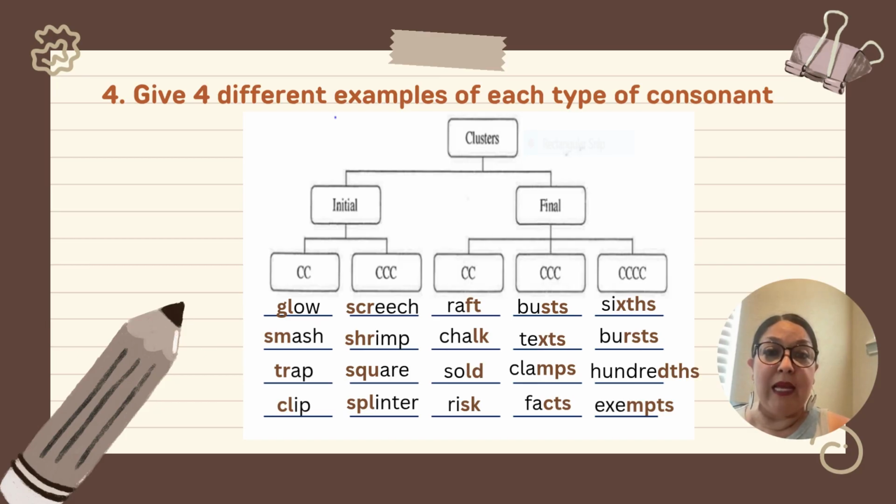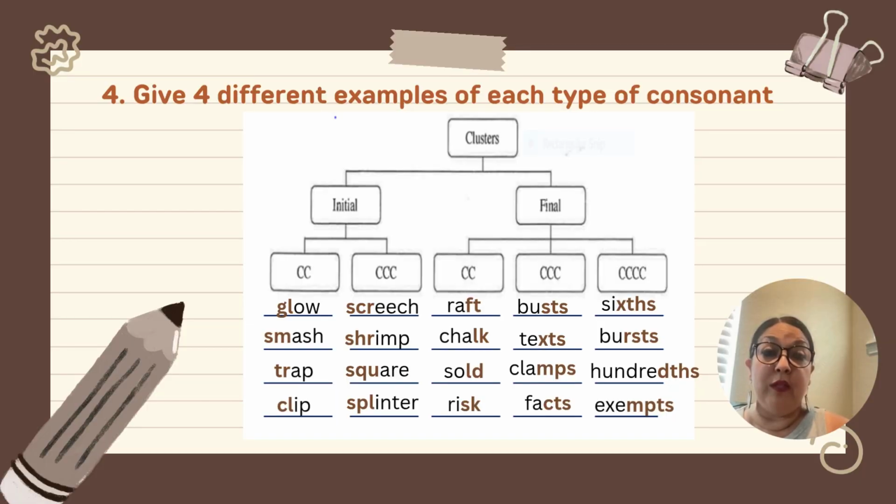For the last slide, I will give 4 different examples for each consonant cluster. On the far left, we have initial consonant clusters, and the CC means that you have 2 consonants together to create that cluster. So my examples for those are glow, smash, trap, and clip. And the 2 consonant cluster groups are highlighted with brown bold print.